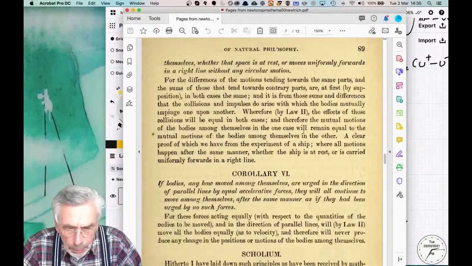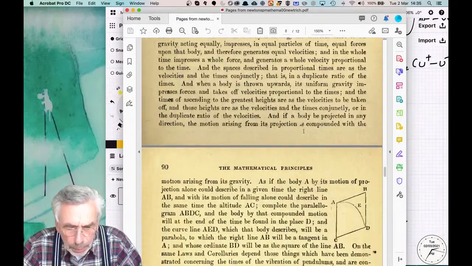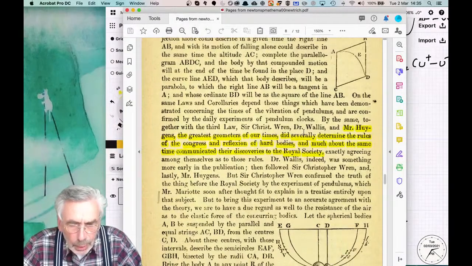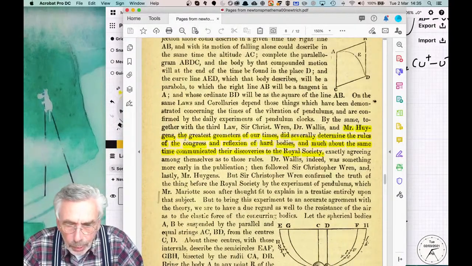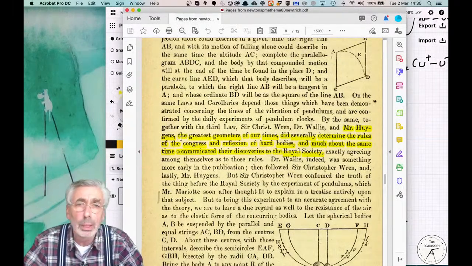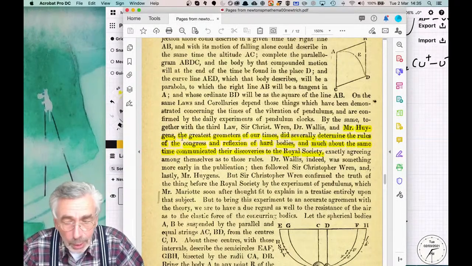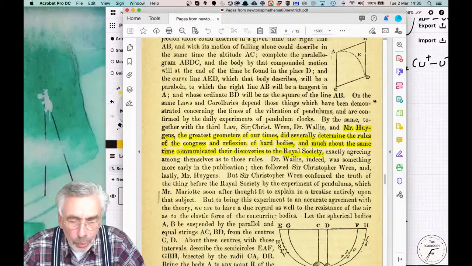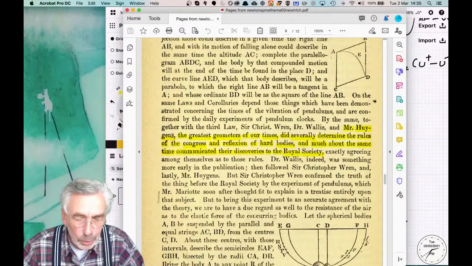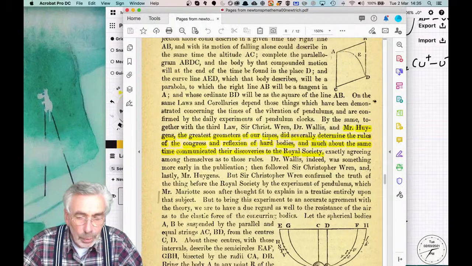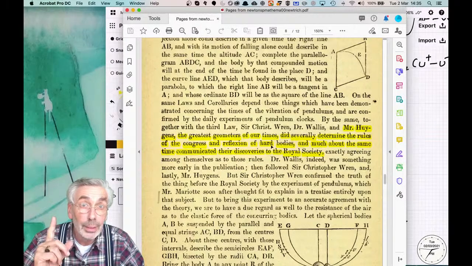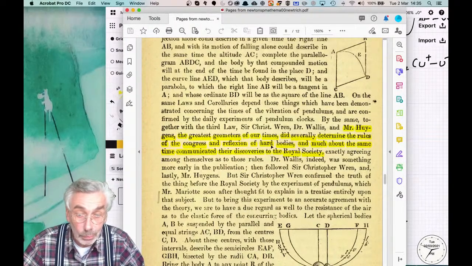Motion in space. Abundance. Gravity. Oh, and then I suddenly was triggered by this name, Mr. Huygens. Well, I know Huygens, by the way. That's our Dutch famous scientist, Christian Huygens. And look what Newton is writing here: "By the same, together with the third law, Sir Christopher Wren, Dr. Wallace, and Mr. Huygens, the greatest geometers of our times, did severally determine the rules of congression and reflection of hard bodies." Ah, we're there. That's impact, regression and reflection of hard bodies.